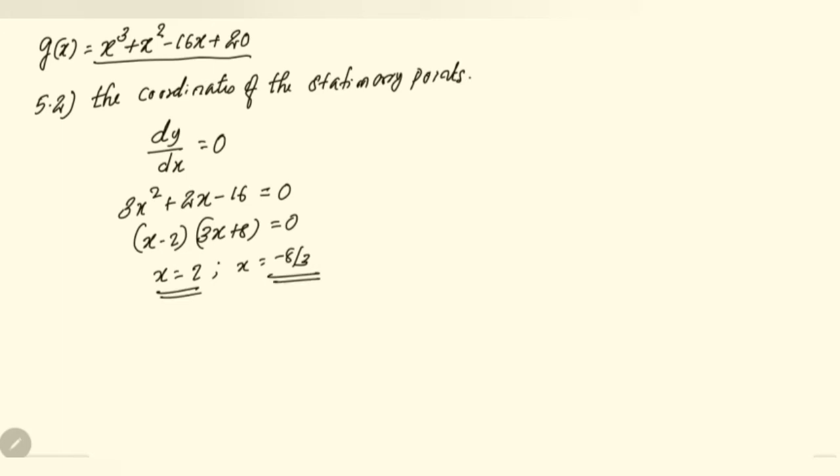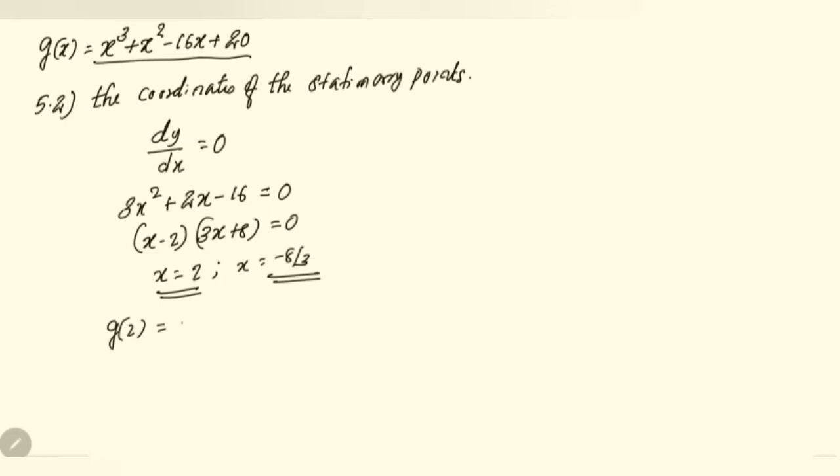How do you get the y value? Substitute in the main function, that is g of x, right? So then I'm taking x is equal to 2. So what is g of 2? g of 2, I know already it is 0, isn't it? Let us try.